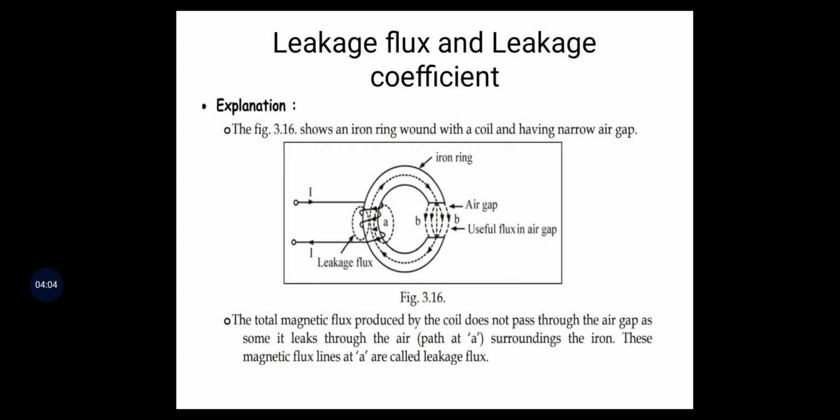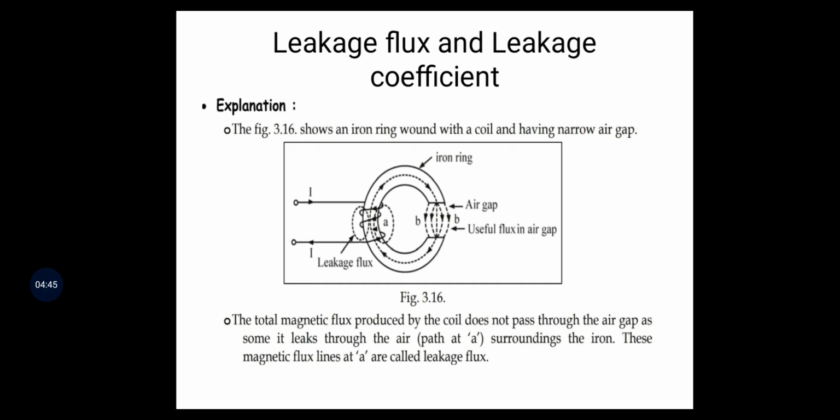Here in the circuit shown in the slide, there is a leakage flux. The leakage flux does not follow the desired magnetic path, and in the circuit there is an air gap. So there is the effect of magnetic fringing.